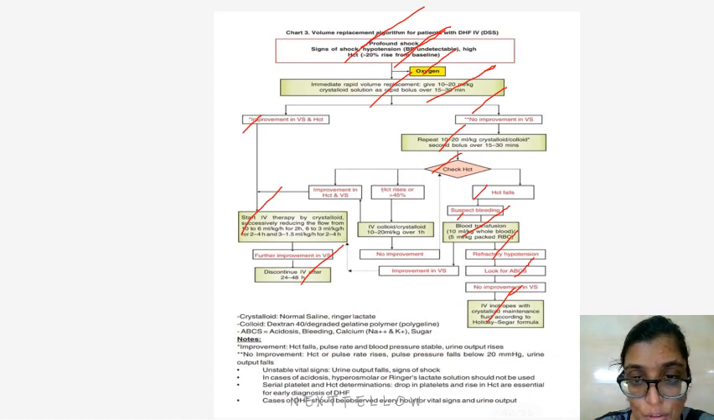If the hematocrit rises or it is more than 45%, then you have to give IV crystalloid therapy at 10 to 20 ml per kg per hour over 1 hour. If there is no improvement, then you have to again check hematocrit and you have to follow this protocol. If there is improvement in hematocrit, then you have to reduce the rate of fluids to around 6 to 10 ml per kg per hour.